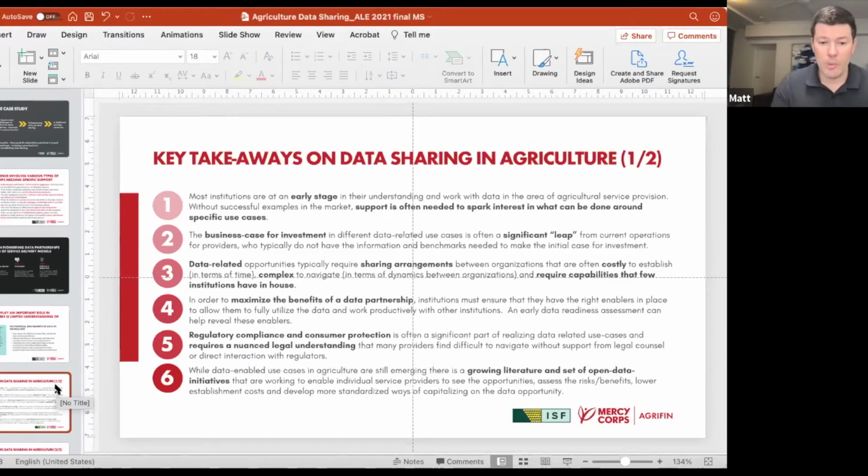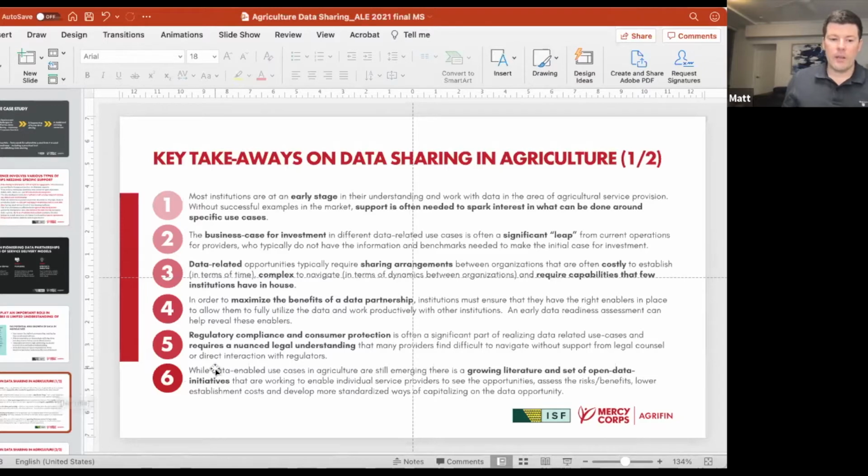Unsurprisingly, regulatory compliance and consumer protection is a massive part of data usage, and that requires an even different capability, which is around legal understanding of many of the restrictions and requirements for storing and managing data and data privacy that a number of providers are struggling to catch up with.